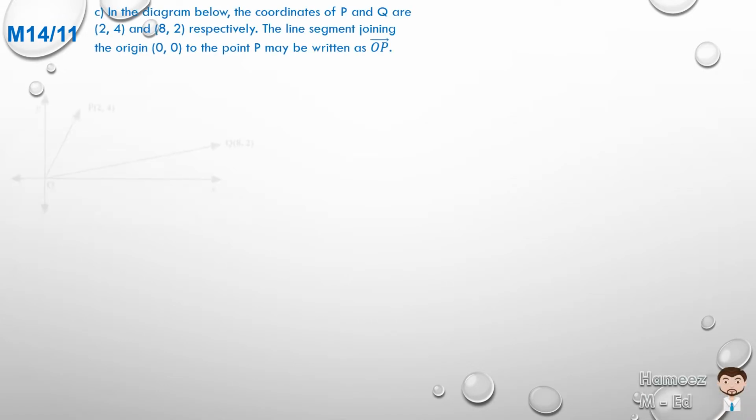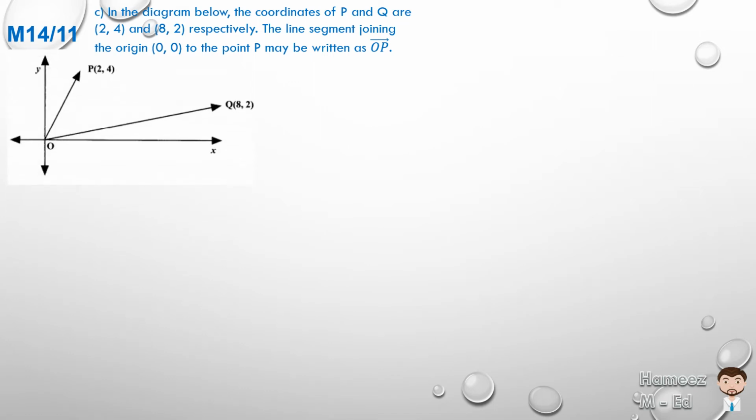May 2014, number 11C, the last question on the paper. In the diagram below, the coordinates of P and Q are (2, 4) and (8, 2), respectively. And we can look at our diagram and we can see both of them lie in the first quadrant. The line segment joining the origin O (0, 0) to the point P may be written as the vector OP. What term is used to describe OP?